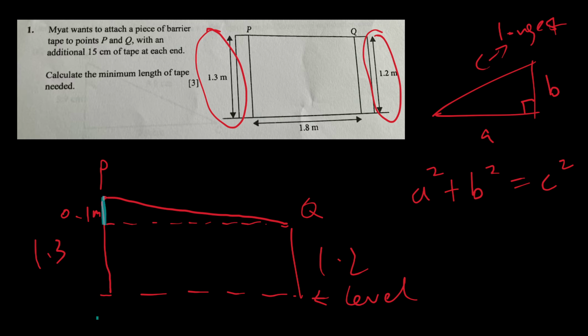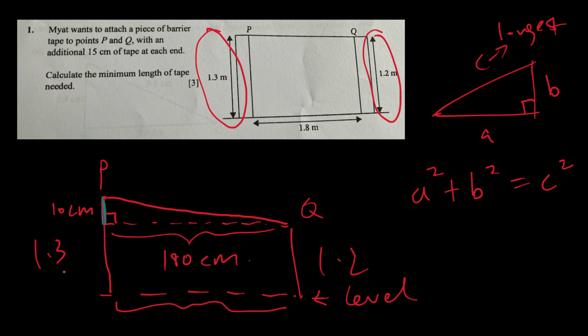Okay, 1.3 minus 1.2, so 0.1 meter is actually how many cm? So it's 10 cm. So over here is 10 cm. Okay, and then the base, which is here, is the same as this, is 1.8 meter. That gives you 180 cm, right? Okay, and this is a right angle triangle, this one.